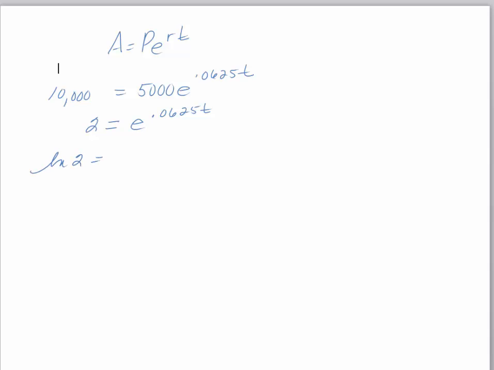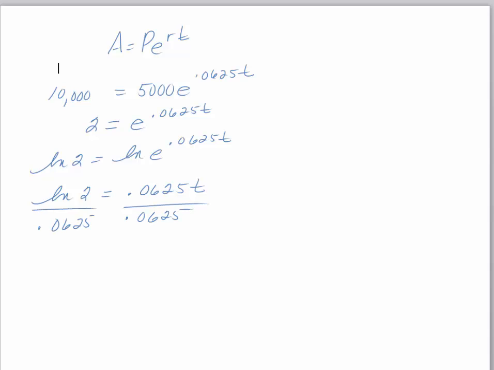So you can see here the equation is exactly the same as last time. When I take the natural log of both sides, the natural log of e to any power is going to be that power. I get the natural log of 2 equals 0.0625t. Divide both sides by 0.0625, and t is going to be approximately equal to 11 years.